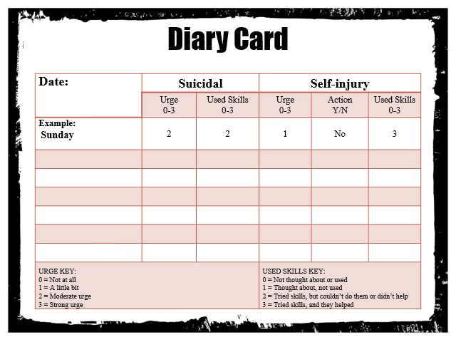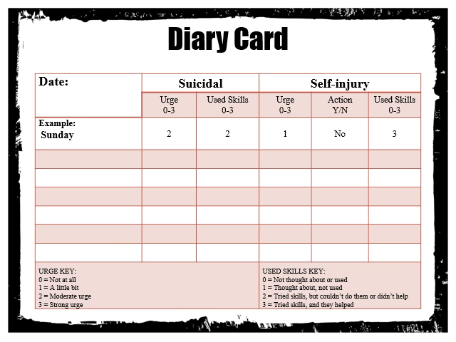So the client would fill this in, and let's say they put in Sunday, and let's say they had an urge of 2 out of 3. If you look at the key at the very bottom, which is quite difficult to see, granted, it says 2 is moderate urge. Then under used skills we have 2 out of 3, and again if you look at the used skills key, again it's small font, you can see here tried skills but couldn't do them or they didn't help.